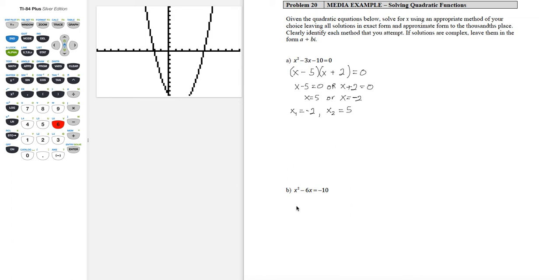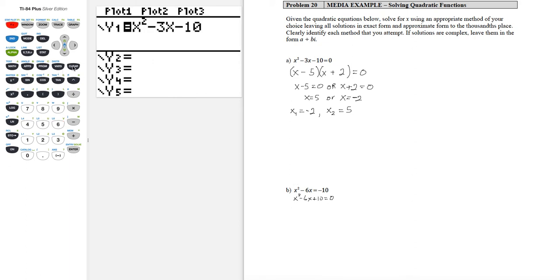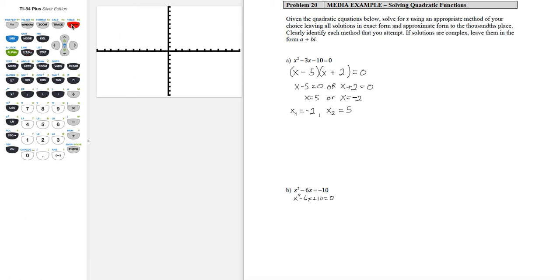For part B, I'm going to go ahead and write my equation in standard form. So I'm going to add 10 to both sides. Then I'm going to graph. So go back to my y equals. Clear out my equation and enter x squared minus 6x plus 10. Graph on a standard window.